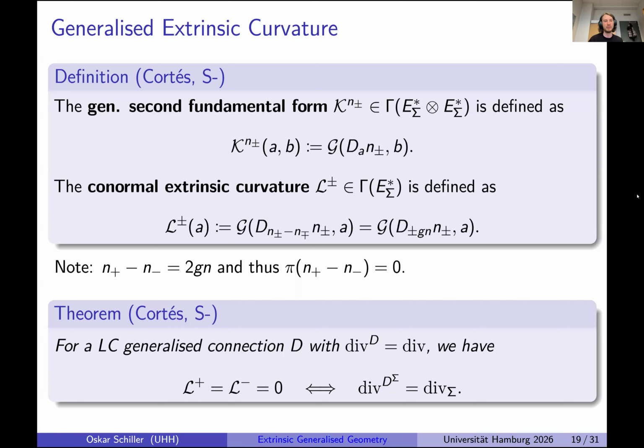And in addition to the generalized second fundamental form, we get one object which we are not familiar with from submanifold geometry, from the ordinary version, which is the conormal extrinsic curvature. And it is defined by taking, again, a covariant derivative of these normal vectors, but now with respect to this linear combination of n plus and n minus. So recall that by the definition of n plus and n minus, if you take the difference of these two vectors, you get 2 times g n, so n inserted into the metric, which is a one form. And so if you project it with the anchor, you get nothing.